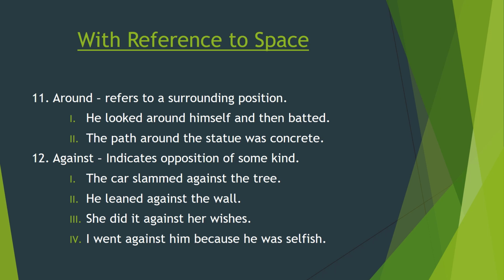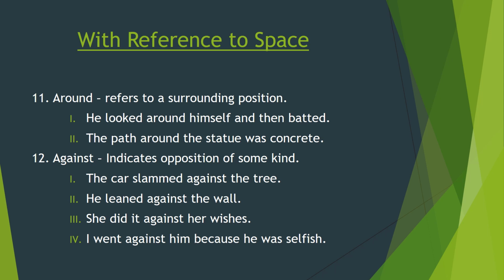Use of the prepositions around and against. Around refers to a surrounding position. He looked around himself and then batted. It means looking to all the surroundings. Around. The path around the statue was concrete.